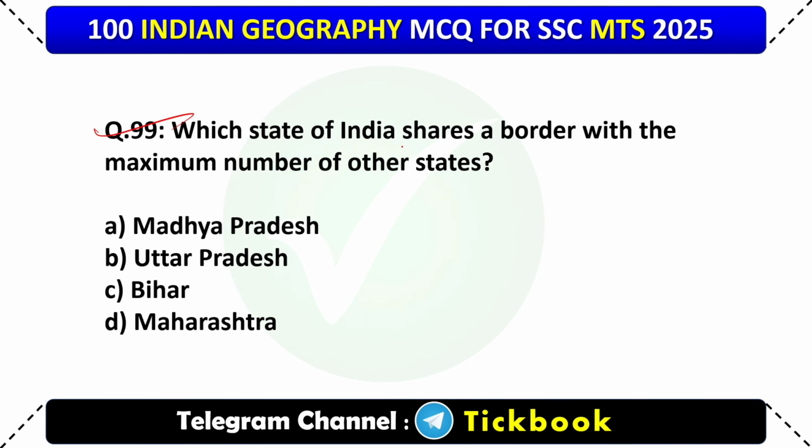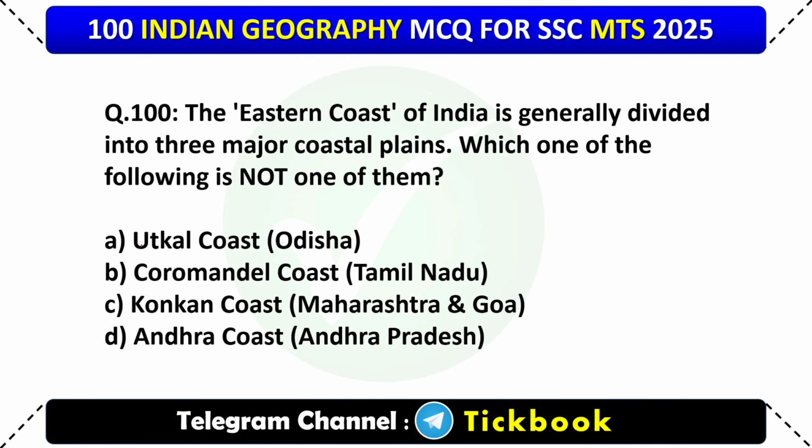99. Which state of India shares a border with the maximum number of other states? Option number B, Uttar Pradesh. 100. The eastern coast of India is generally divided into three major coastal plains. Which one of the following is not one of them? Number C, Konkan coast is not one of them.